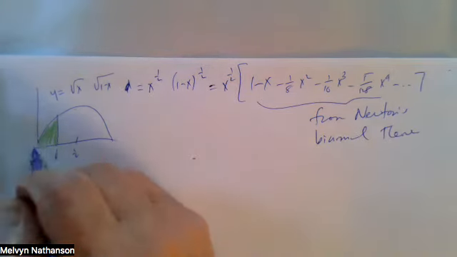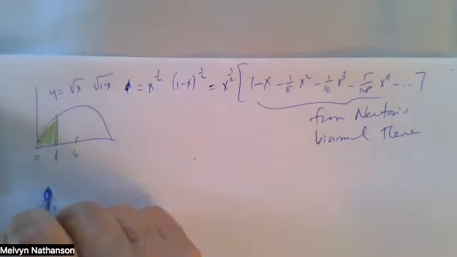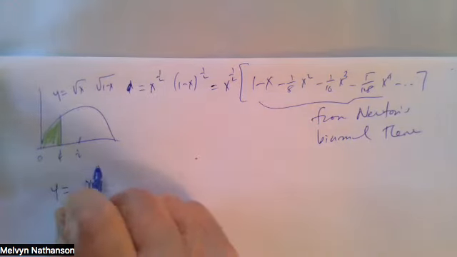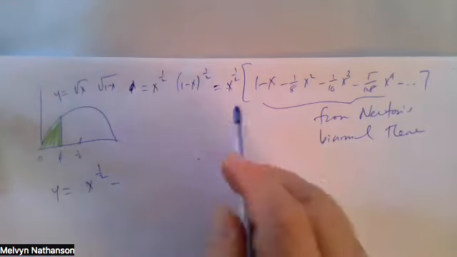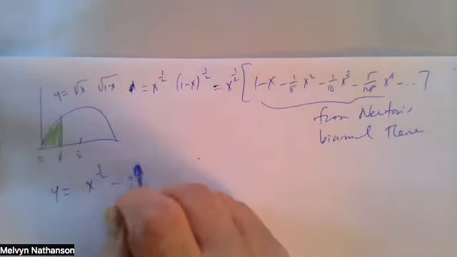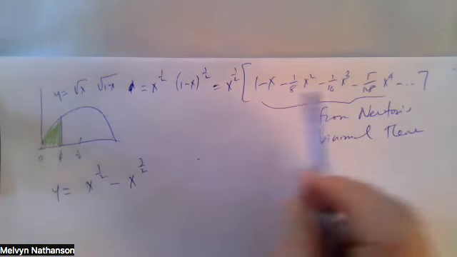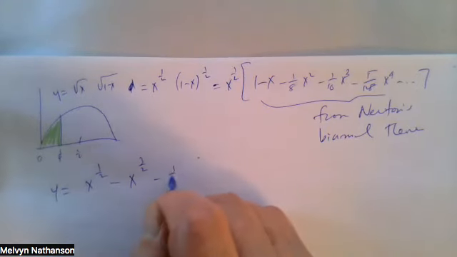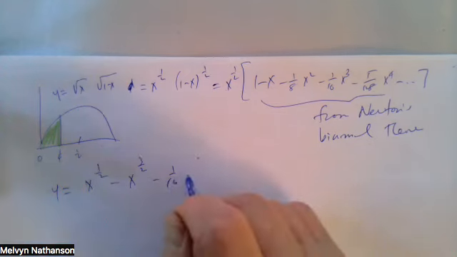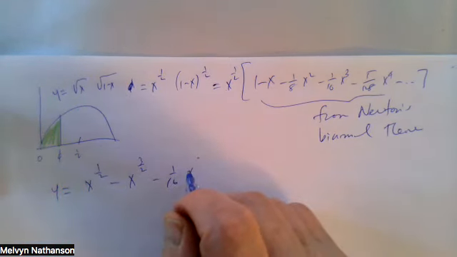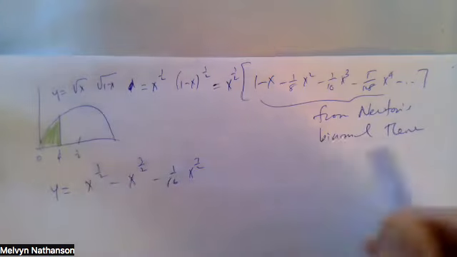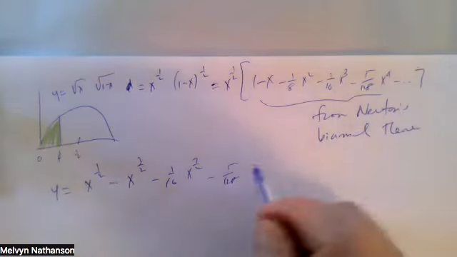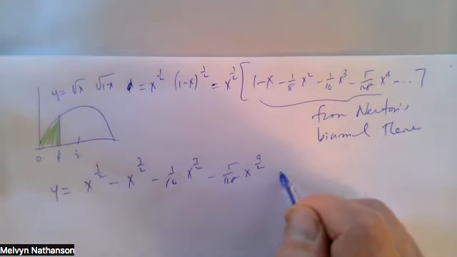So this curve that describes the semicircle is y equals, let me just expand this, I get x to the 1/2, x to the 1/2 times x is x to the 3/2. This times this is minus 1/16 x to the 7/2, minus 5 over 128 x to the 9/2, and it keeps going.